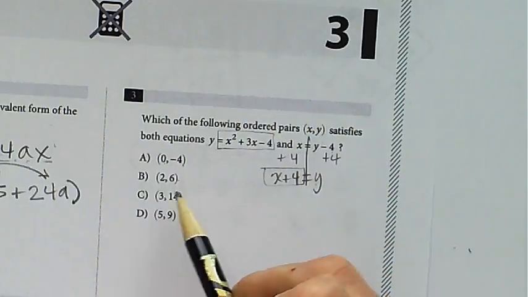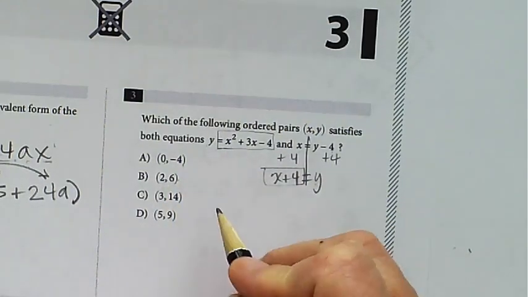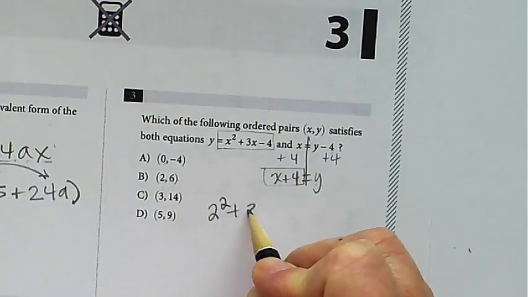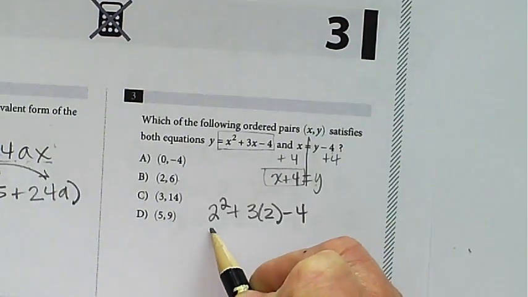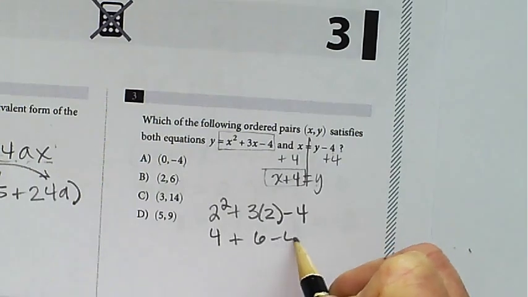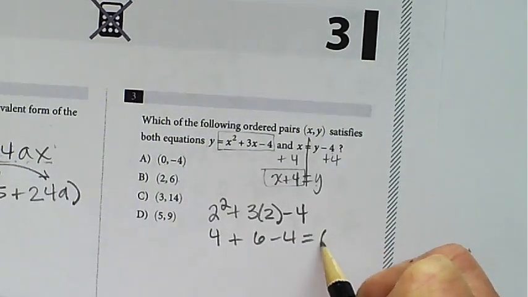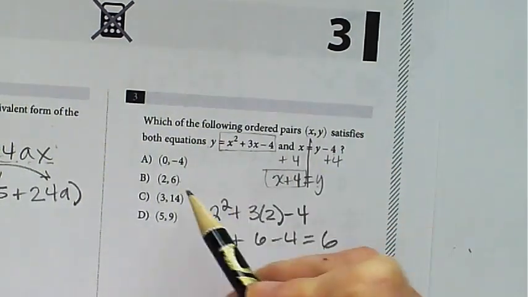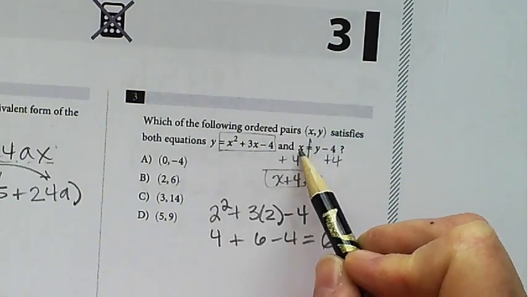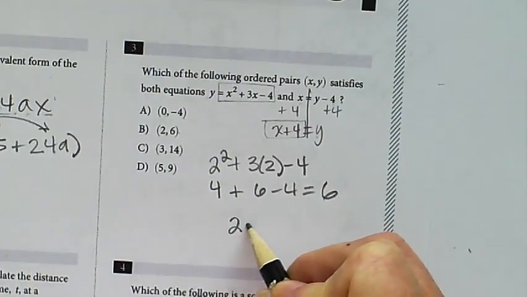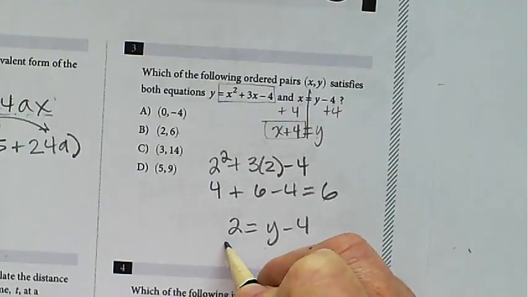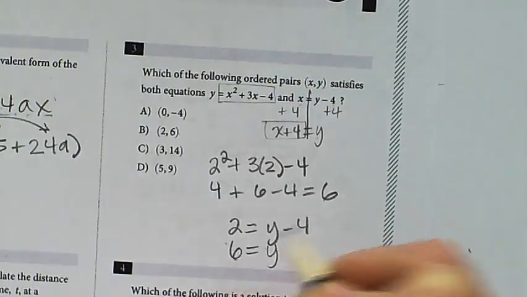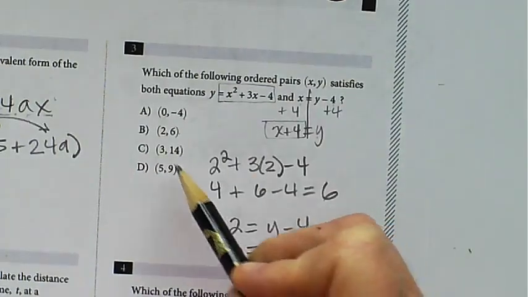And if you substitute 2 in the place of x here, you get 2 squared plus 3 times 2 minus 4. So that's 4 plus 6 minus 4, would be 10 minus 4, would be 6. If I plug in 2 in the place of x right here, I get 2 equals y minus 4. If I add 4 to both sides, I get y equals 6. So the only one that works is (2, 6).